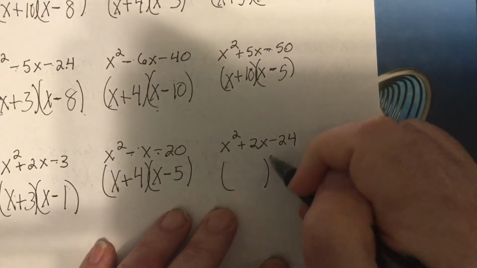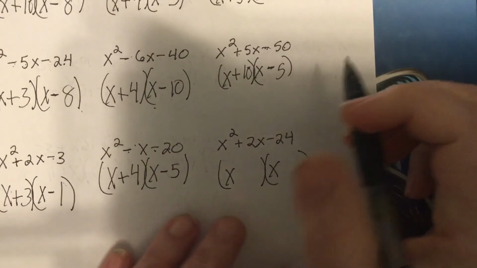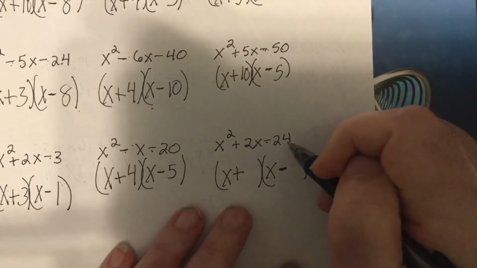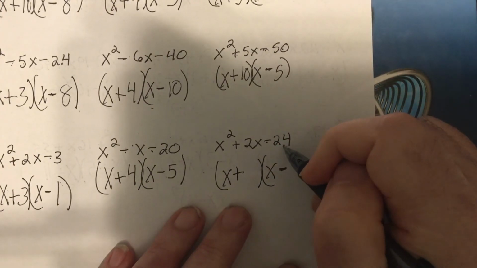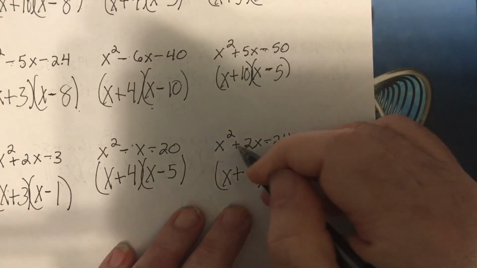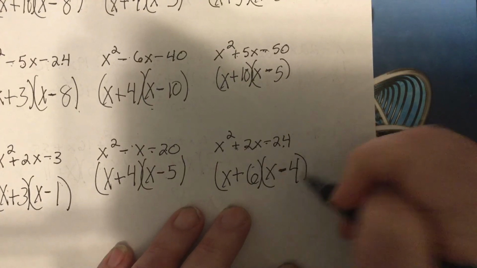And last one, x squared is x and x. Last term's minus, so it's plus minus. And what do you multiply to get 24? Well, that would be 6 and 4. That subtracts to give you 2, and the largest one goes with this sign. It'd be plus 6 minus 4.